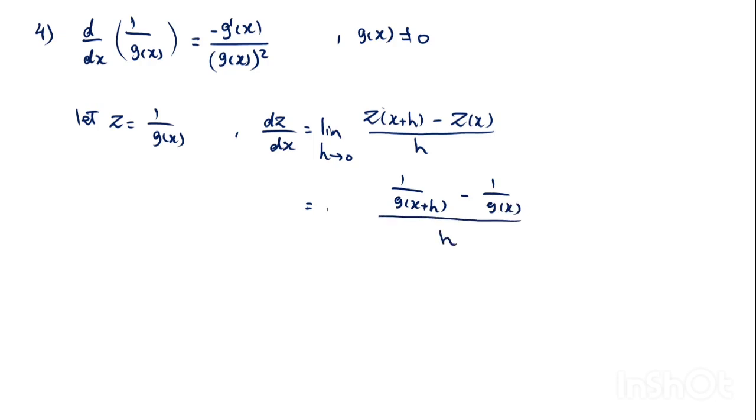So we manipulate this a bit. The numerator and denominator. So we get the following: g of x minus g of x plus h. And here we have h times g of x plus h times g of x.